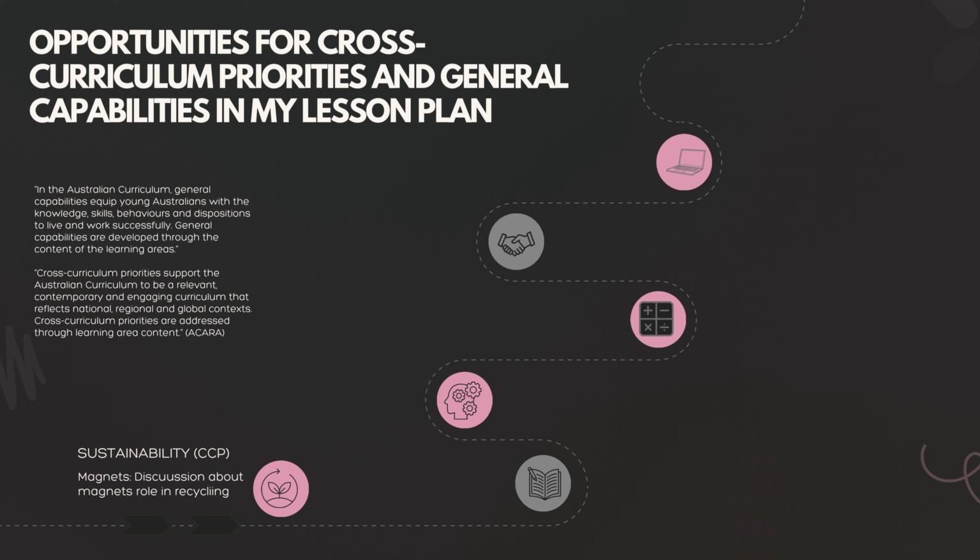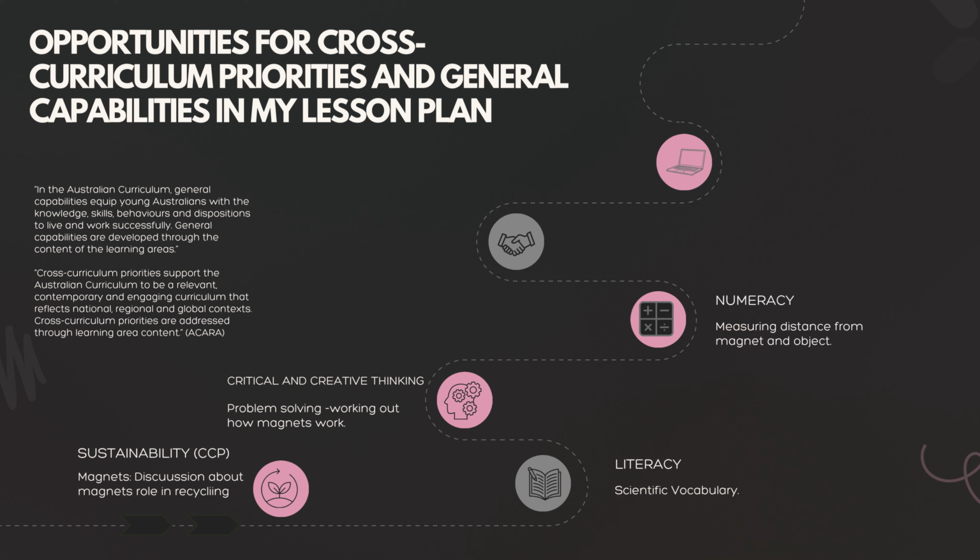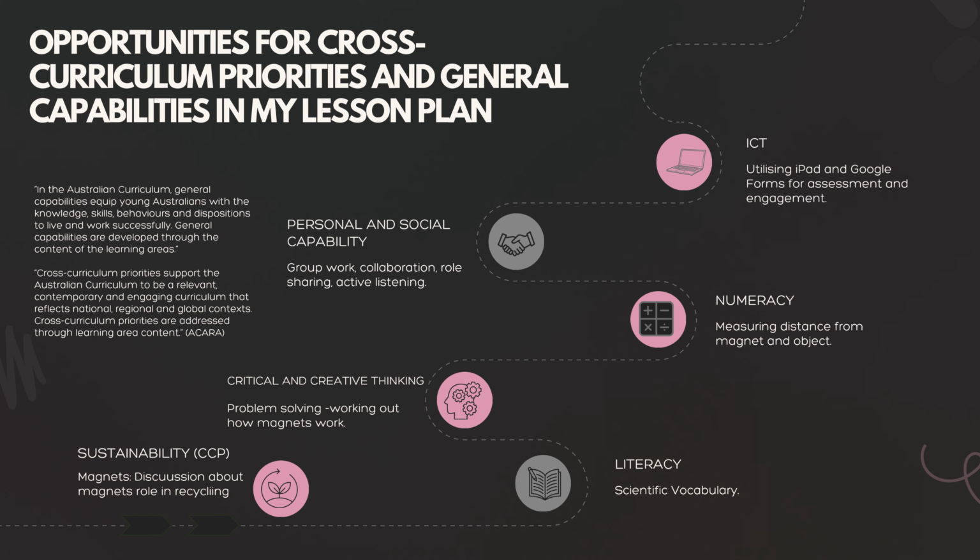In literacy, we will look at scientific vocabulary, and in critical and creative thinking, we'll look at a lot of problem solving in terms of how we work out how magnets work. And then for numeracy, we'll be doing measurements. We'll measure the distance between magnets and the object. And then personal capability, we'll have a lot of group work, collaboration, role sharing, etc. And for ICT, we'll be using iPads and Google Forms for assessments and engagement.